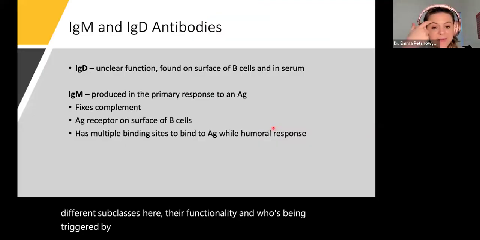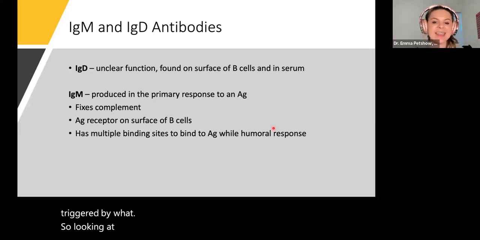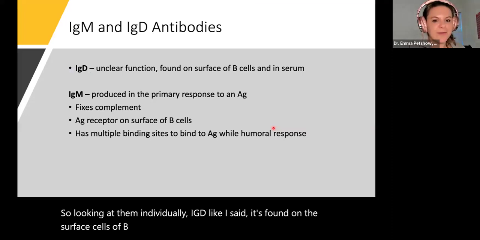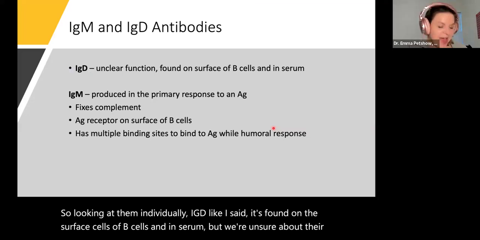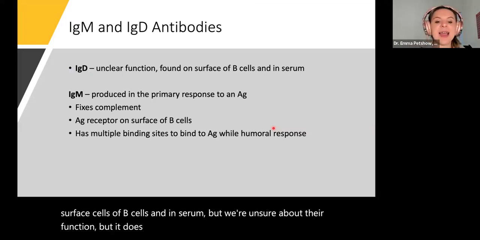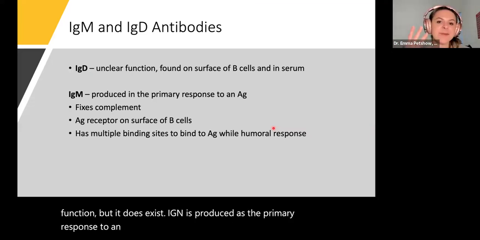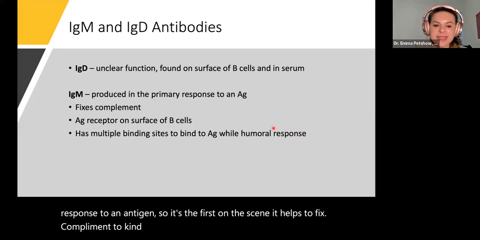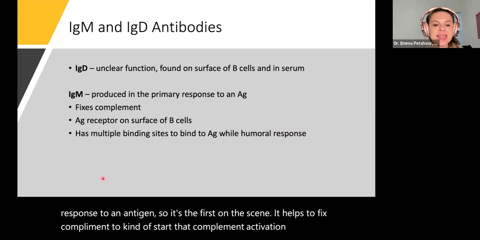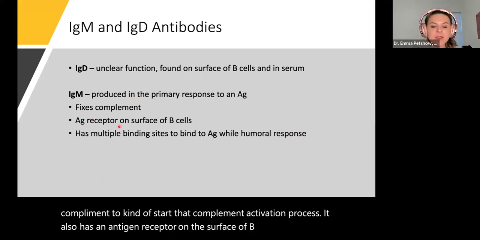So looking at them individually, IgD, like I said, is found on the surface cells of B cells and in serum, but we're unsure about their function, but it does exist. IgM is produced as the primary response to an antigen. So it's the first on the scene. It helps to fix complement, to kind of start that complement activation process. It also has an antigen receptor on the surface of B cells, and it has multiple binding sites.